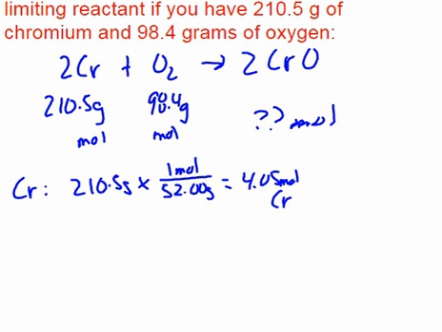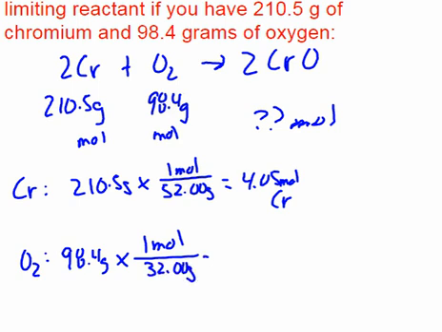And then the oxygen, the O2, I've got 98.4 grams. It's O2, so I divide by 32, not just 16. And this is 3.075 moles. Now, even though I've got fewer moles of oxygen, I can't make a decision yet because I don't use 1 mole of each. I use 2 moles of chromium and 1 mole of oxygen.